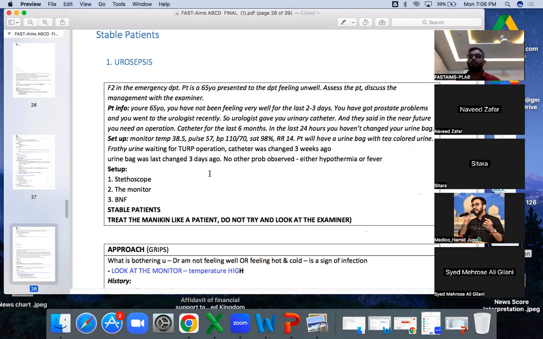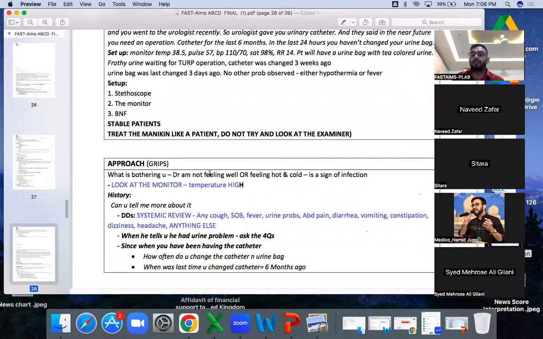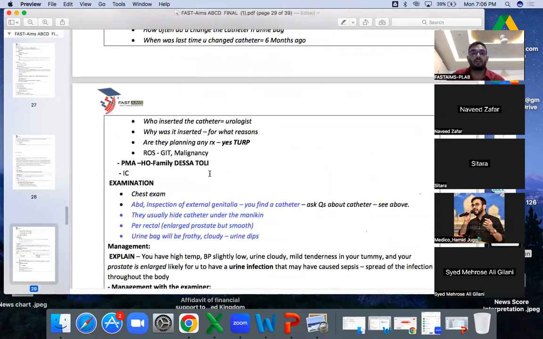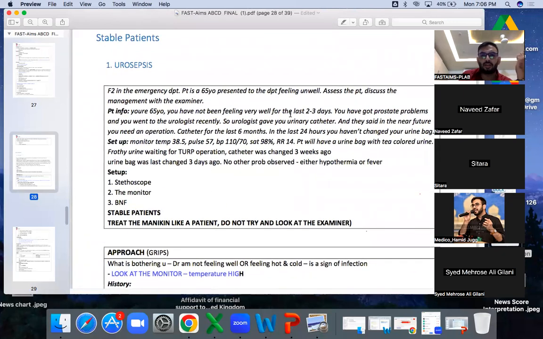However, with the stable patient, you will still follow your ABCD approach. However, you will do that quickly because the patient is stable. You will look at the monitor. You will follow the approach. In this station, you will be taking more of the history. And in the examination, you will see the catheterization. You will examine that because it is the prostate scenario of the patient. Actually, the prostate problem. The patient has a prostate problem.